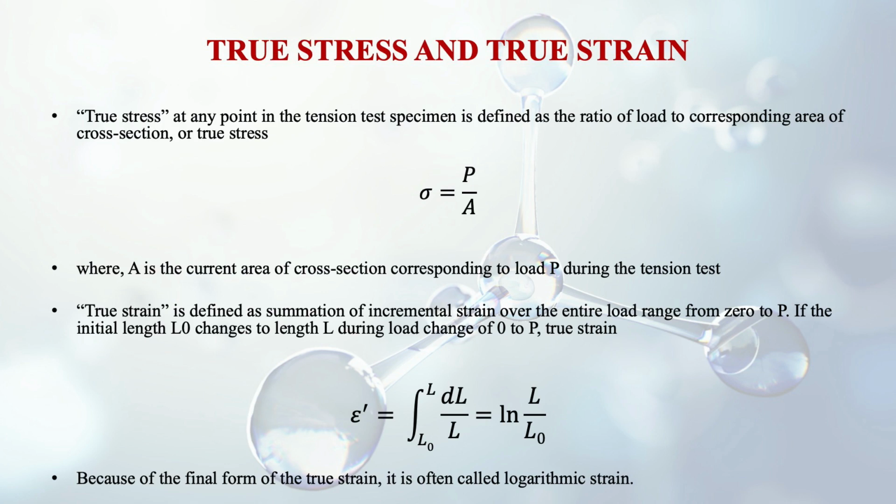And true strain also is like that. It is defined as the summation of the incremental strain over the entire load range from 0 to P. If the initial length L0 changes to length L during load change of 0 to P, true strain will be given by the integral of dL by L. Because we are taking infinitesimal elements, we have to sum them up in integral form, because change is taking place slowly, but it is taking place, and we have to record all those things when we are talking of true stress and true strain. Because of the final form of the true strain, it is also known as logarithmic strain.